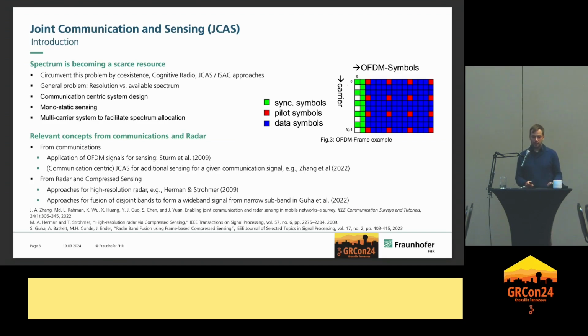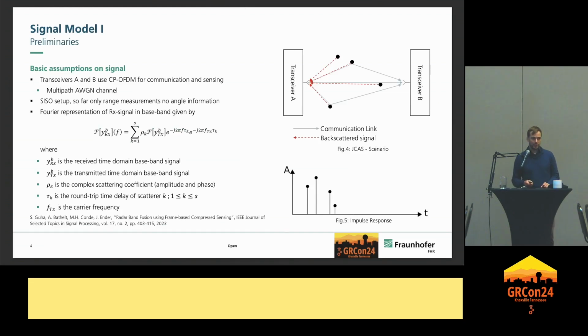And the concept is that, in our case, we do communication-centric joint communication and sensing, so we add some sensing capabilities to communication waveforms. In our case, multi-carrier waveforms, we could use anything like OTFS, but in this particular case, we use OFDM. And we have a monostatic setup as a beginning, and I linked some related work below, but I'm not going into that.